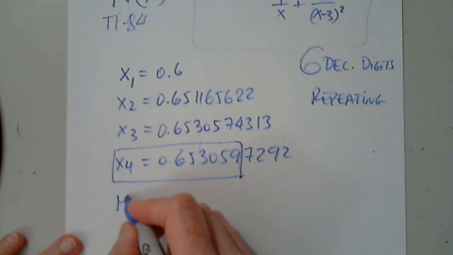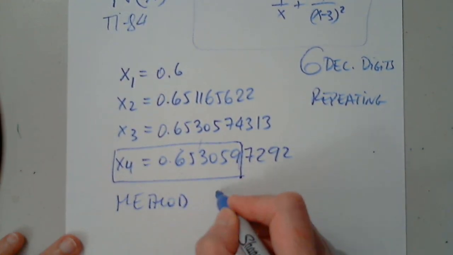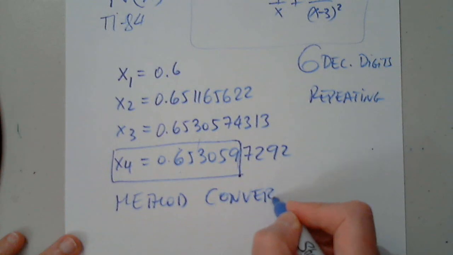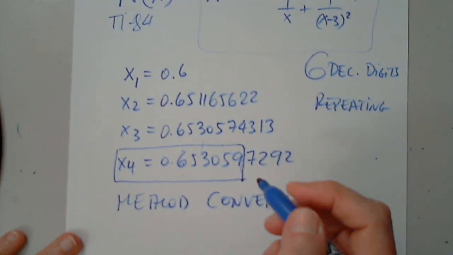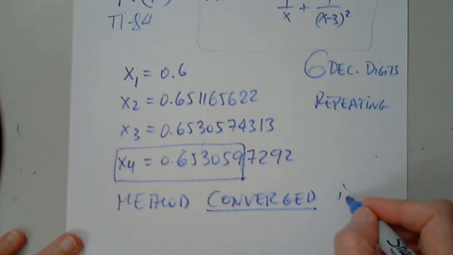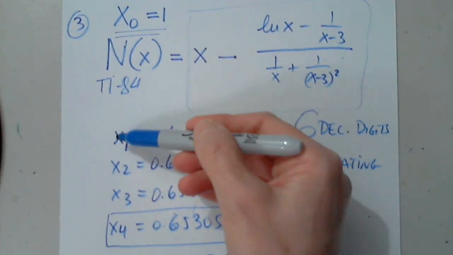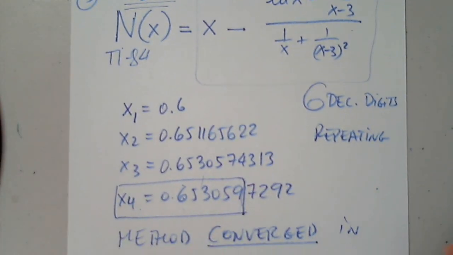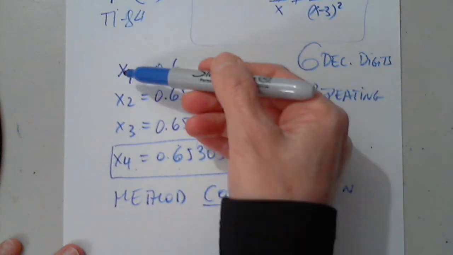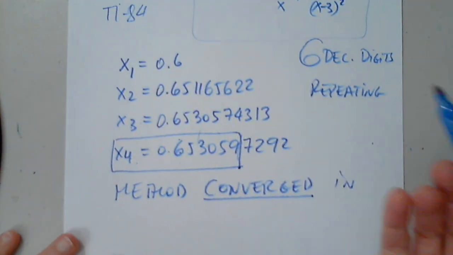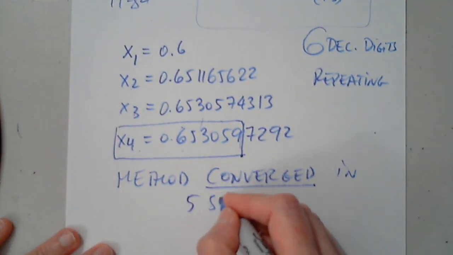So we say the method converged, gave us the answer. Converged in, if you want to say 1, 2, 3, 4, 5, you can say 5 steps. I normally would say 1, 2, 3, 4 steps, but it's up to you. 5 steps.